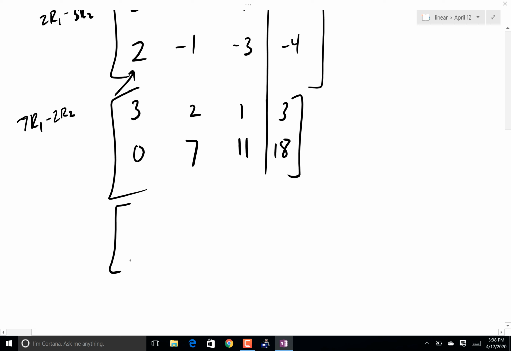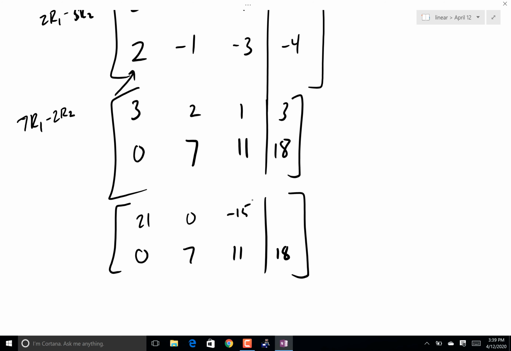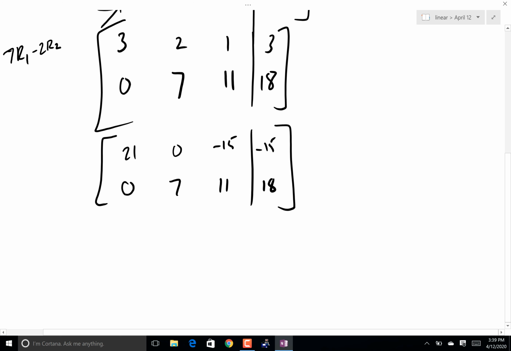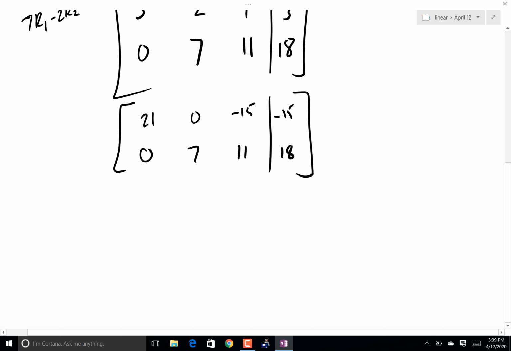Now, where are we going to write the answer? We're going to write the answer on the top row. So bottom row we're not fooling with this time. And let's see what we get. We're going to get, obviously, 21 plus 0 is 21. And that's going to be 14 minus 14 is 0. That's cool. And then you're going to end up with 7 minus 22 is negative 15. And then you're going to end up with 21 minus 36 is negative 15. Oh, that's great. That's awesome.